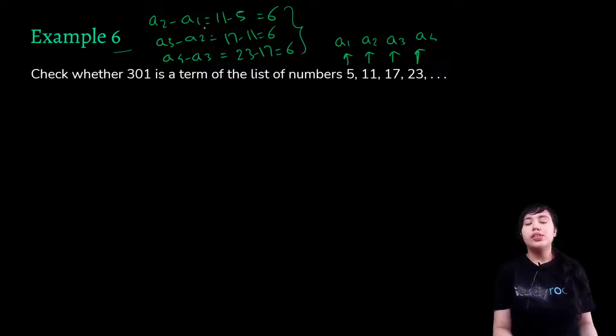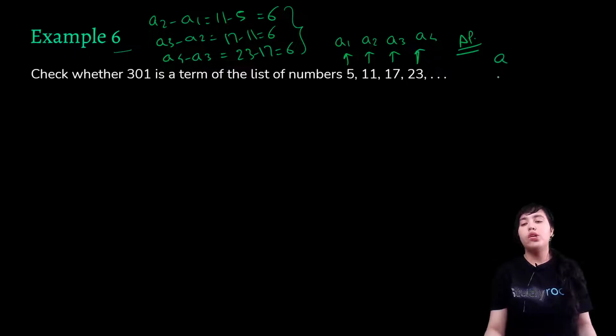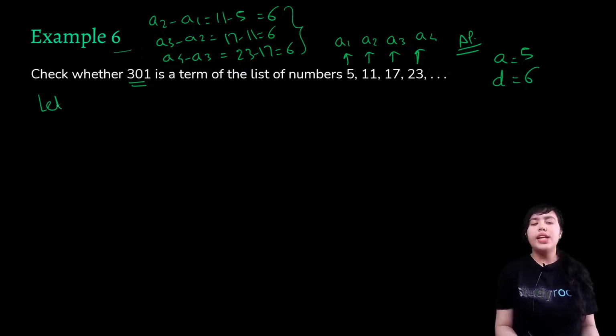So since the difference is coming out to be the same every time, which means A2 minus A1 is equal to A3 minus A2 is equal to A4 minus A3, therefore the given list of numbers is an AP. Now if it's an AP, it will have the first term A and a common difference D. That first term A is 5 and the common difference D you have already calculated, that is 6. Now we don't know if 301 is a term of this AP or not. So let's say it is a term.